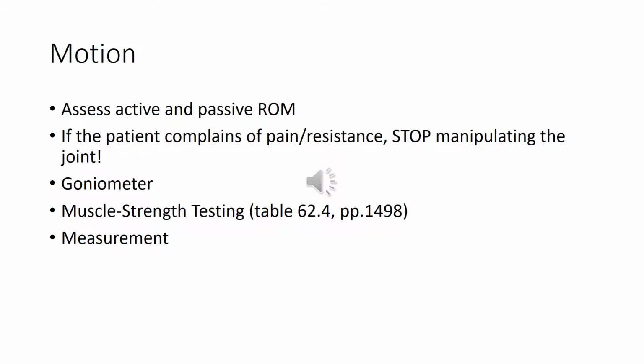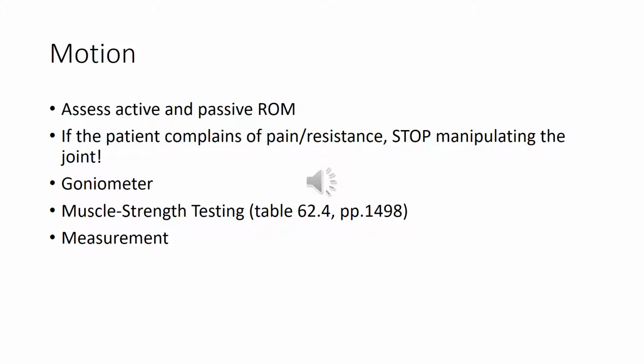And now assessing motion, we want to assess the active and passive range of motion. So carefully assess those. We want to move the joint at the full potential of it. Of course, if they complain of pain or there's resistance, you need to stop manipulating that joint. I mentioned earlier the goniometer, and this will measure their joint movement.